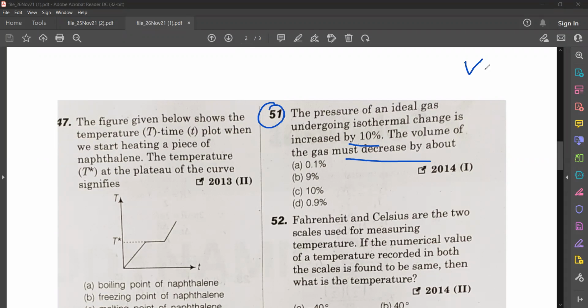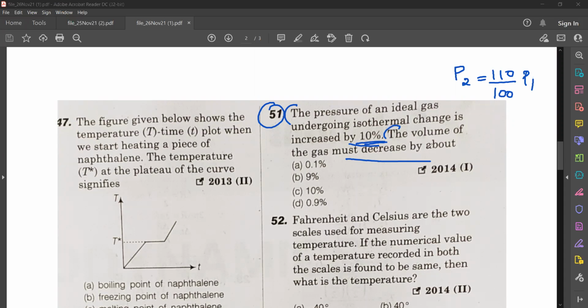Pressure of an ideal gas undergoing isothermal change is increased by 10%. So volume is becoming 10% more. So that is 100 plus 10 by 100 into. So what happened to the volume? Volume is increased by 10%. So V2 is equal to 110 by 100 into V1. Sorry, here they are talking about pressure, isn't it? Pressure is increased, not volume. So pressure is increased by 10%. So that means P2 is equal to 110 by 100 into P1.